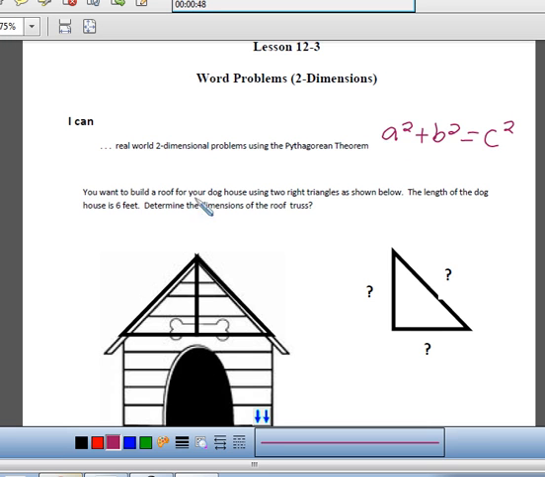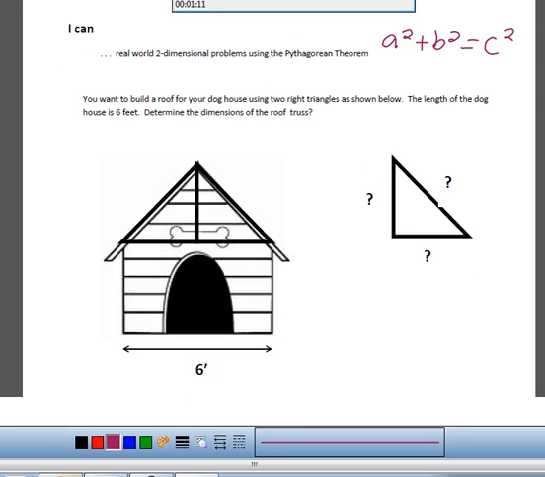You want to build a roof for your doghouse using two right triangles as shown below. The length of the doghouse is 6 feet. Determine the dimensions of the roof truss. The truss is the triangles that make up the roof. So, how are we going to figure this out? We're not actually going to go through and solve this, but we're going to use something you may know.